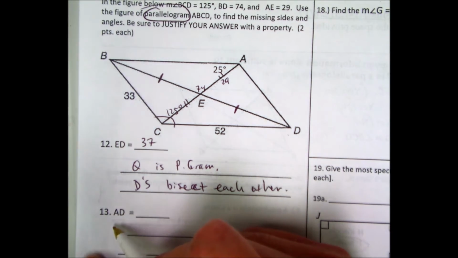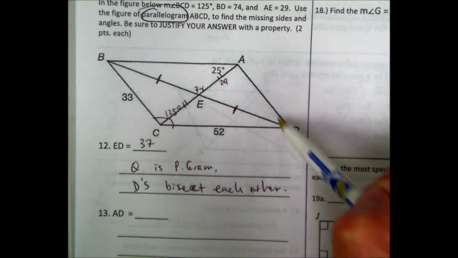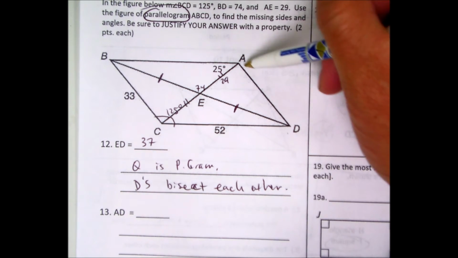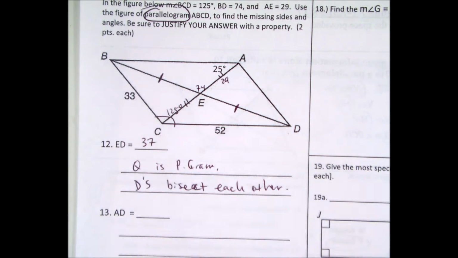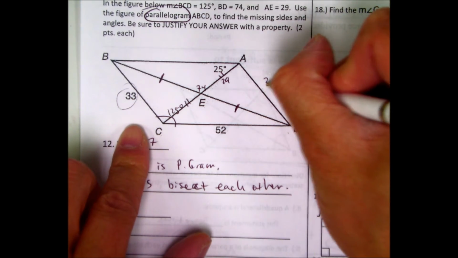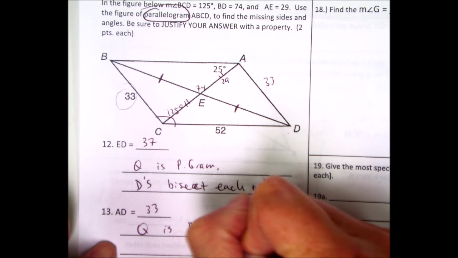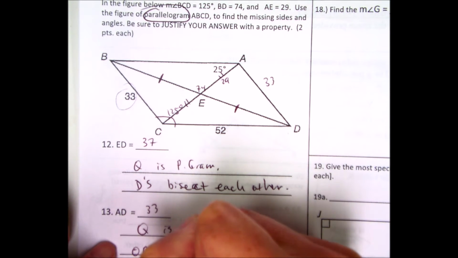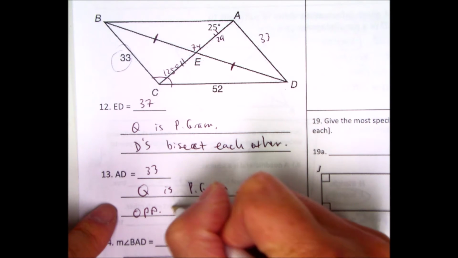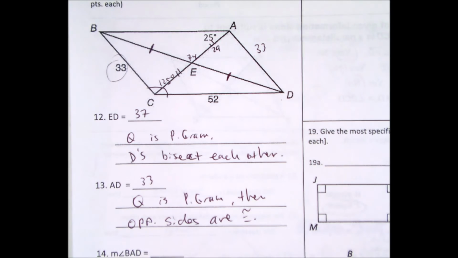Question number 13, AD. So again, AD is over here. And I notice it's a side, so if you look at any of your properties, you're just looking for something about sides, and I have opposite sides are congruent. So there's 33, this is 33. If a quadrilateral is a parallelogram, then opposite sides are congruent. Okay?